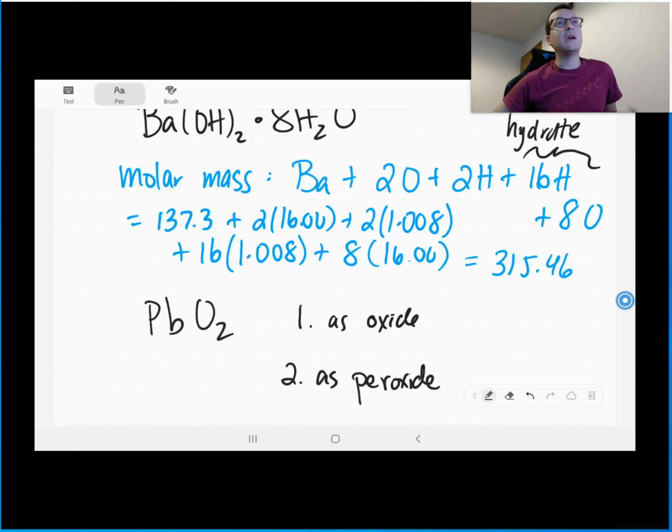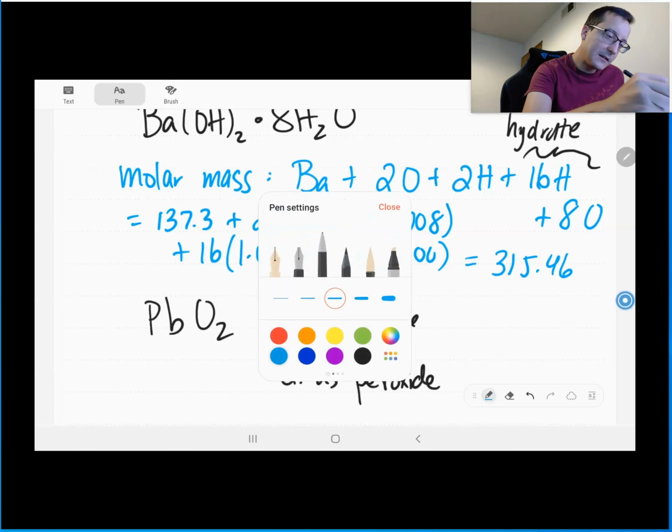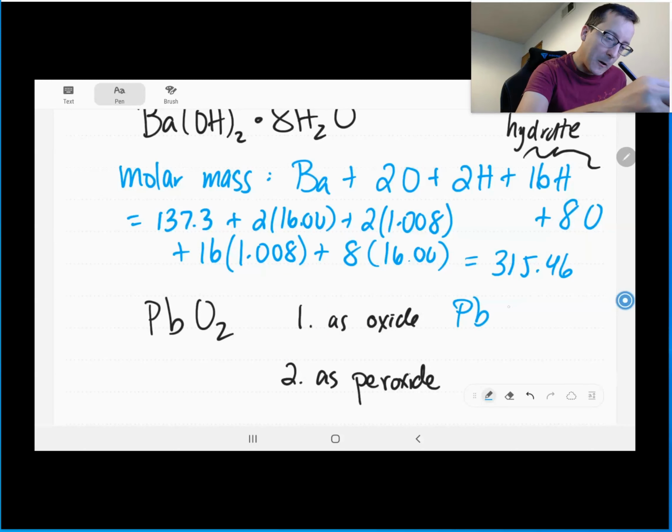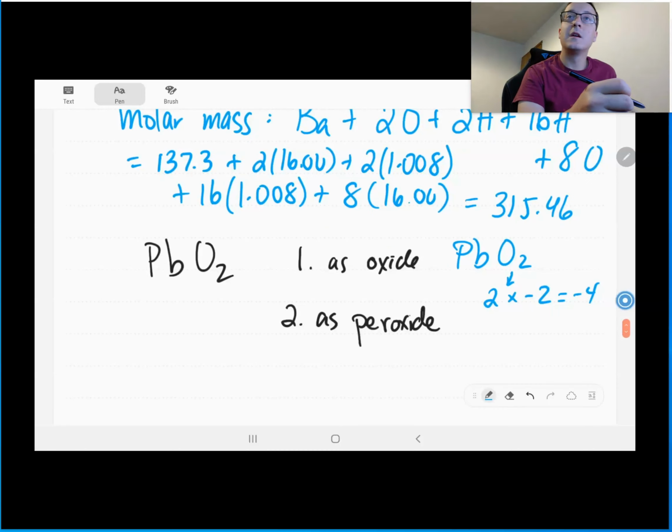Again, I'm not going to really expect you to do that on the test. This was just more like thinking. So if we look at PbO2, if we want to take that as an oxide, that tells us that we have PbO2, and that's going to be 2 times -2. Which tells us that lead is going to be, what does lead have to be? Yeah, it's got to be +4, right?